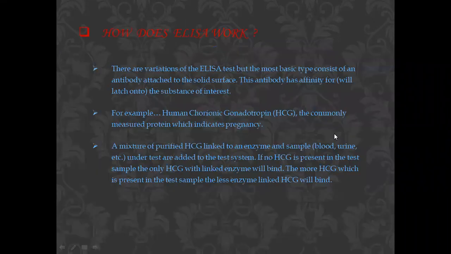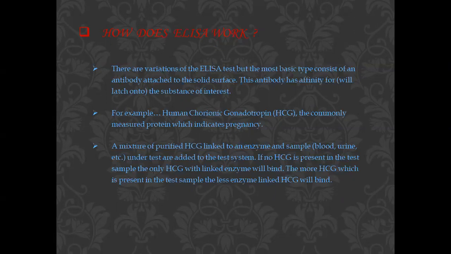Okay, moving on to how does ELISA work. There are varieties of ELISA test, but the most basic type consists of an antibody attached to a solid surface. The antibody has affinity for, and will latch onto, the substance of interest or antigen. The ELISA test is mainly to identify the antibody, how it is getting affinity to the antigen. For example, human chorionic gonadotrophin, the commonly measured protein which indicates pregnancy.